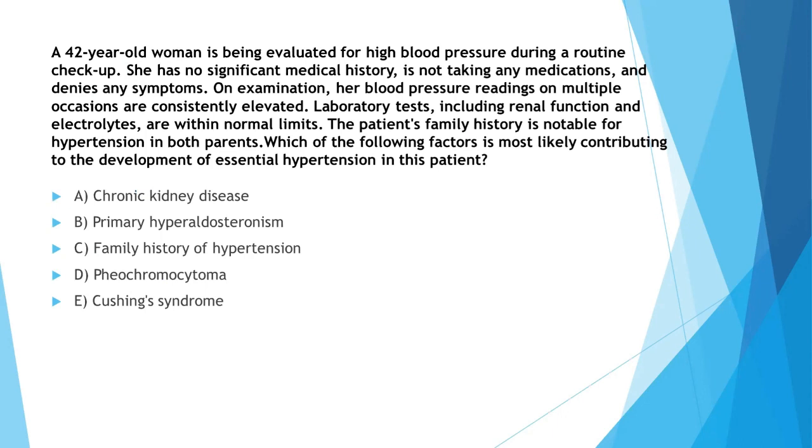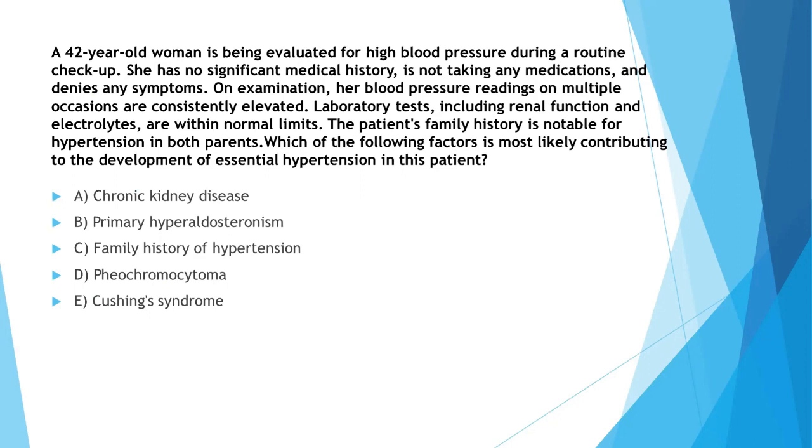A 42-year-old woman is being evaluated for high blood pressure during a routine checkup. She has no significant medical history and is not taking any medications and denies any symptoms. On examination, her blood pressure readings on multiple occasions are consistently elevated. Lab tests, including renal function and electrolytes, are within the normal limits. The patient's family history is notable for hypertension in both parents. Which of the following factors is most likely contributing to the development of essential hypertension in this patient?